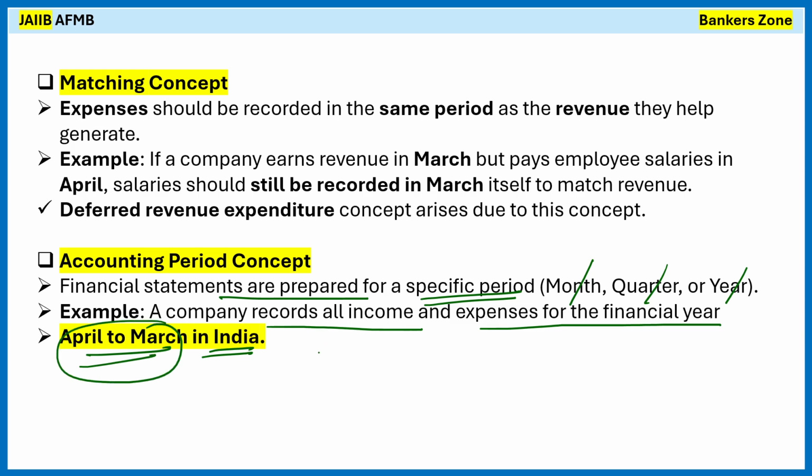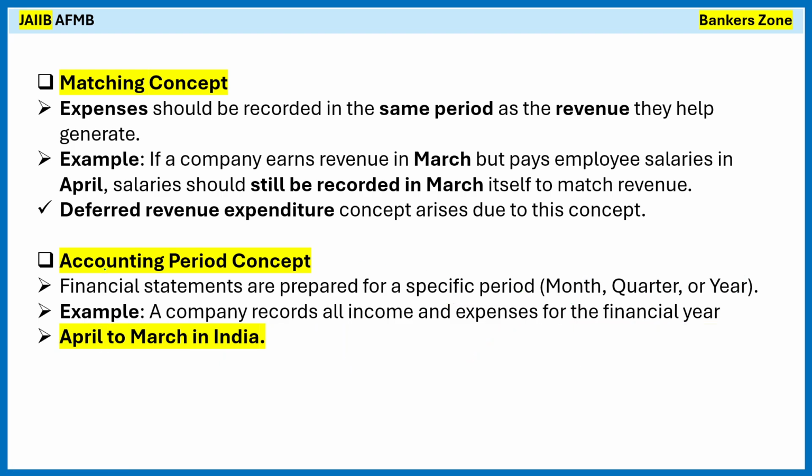In some developed countries like the USA, they follow the calendar year, from January to December, for preparing the financials. Whatever accounting period we follow, we must follow the same one in the following years. It is not that we can decide at our own discretion each year. We must follow the same accounting period. In India we follow April to March.